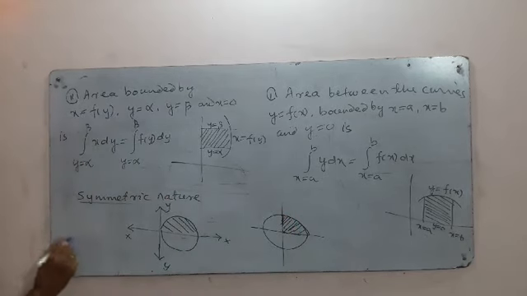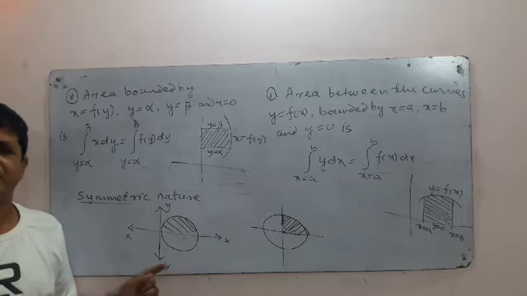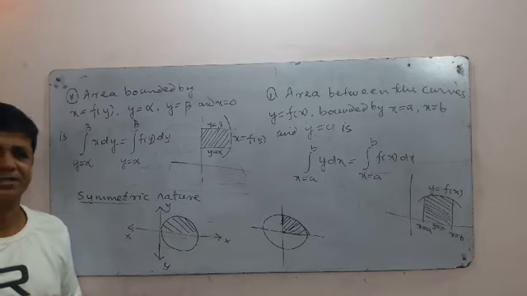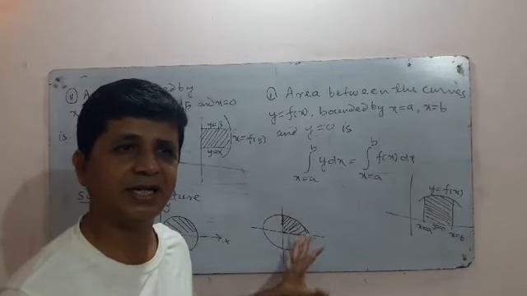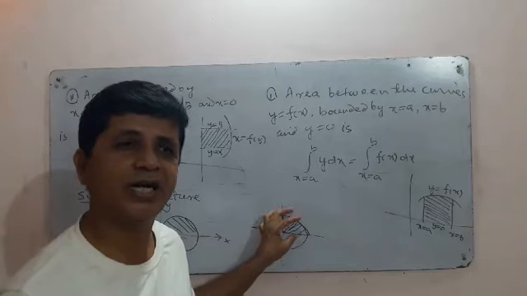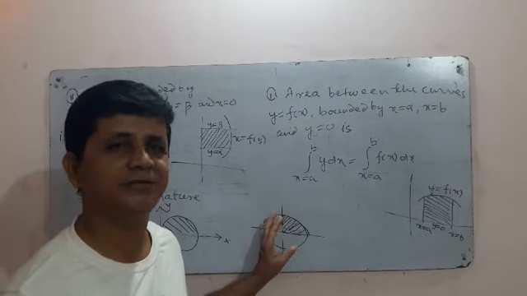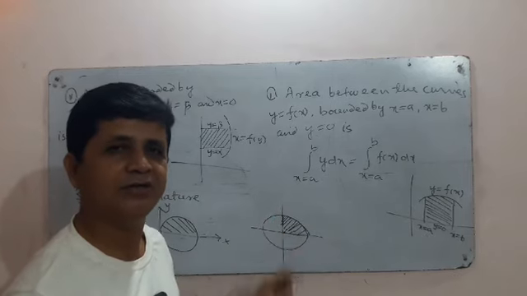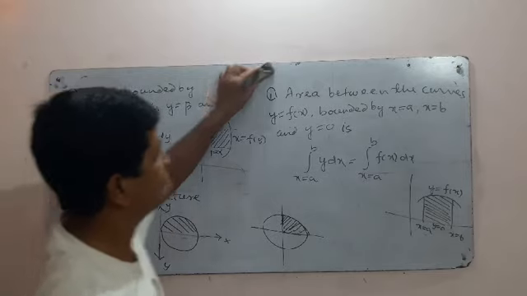So, if the curve is symmetric to one axis, then the total area covered by this curve is equal to twice the area lying in one of the quadrants. Similarly, if the curve is symmetric to both the axes, then the total area is equal to 4 times the area bounded by the curve in the first quadrant. Come to one question.